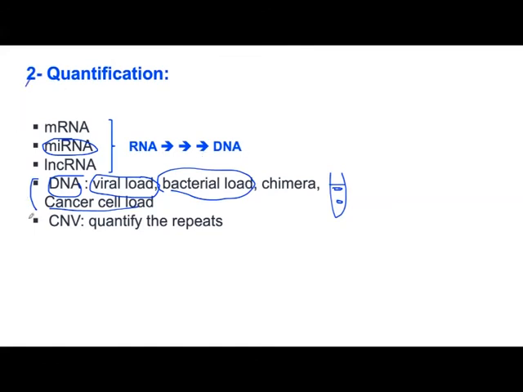The other application for quantification is if you want to study what is called copy number variants. You want to quantify how many repeats. Sometimes you have a mutation where a part of the genome gets duplicated, so we call them repeats. And these repeats are very important. You can actually use real-time PCR to study repeats. I'm going to talk about it in the coming few slides.